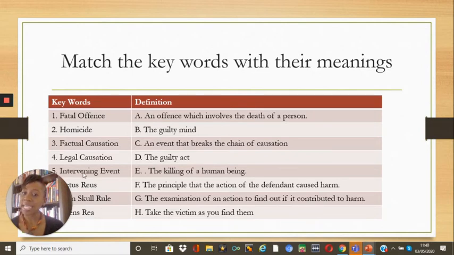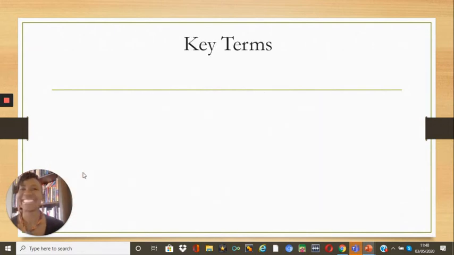So there you have a list of keywords, and you have a list of definitions which are not matching at the moment, and I want you to stop the video, see if you can match them, and then turn the video back on. You're back! Right, now, I hope that wasn't too difficult, and even if it was difficult, don't worry, because the aim of the lesson is to help you to understand them better.